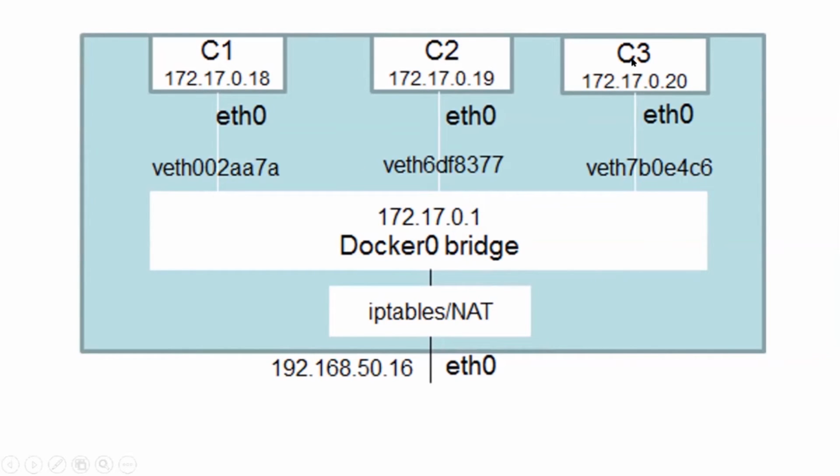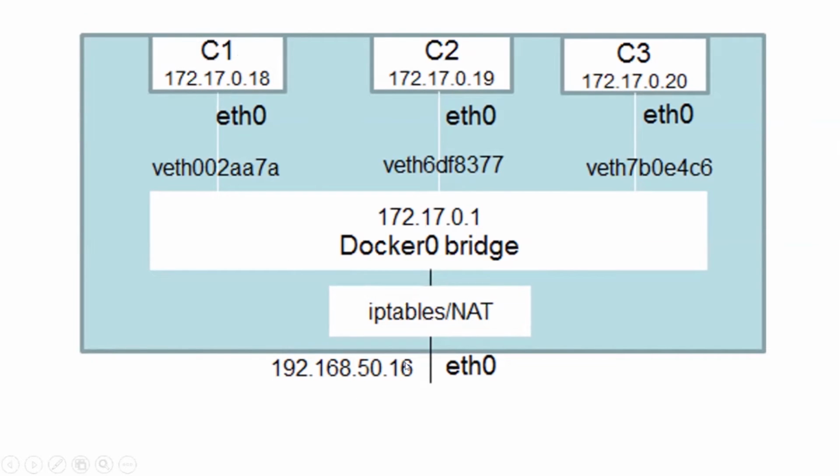So let's say I have three containers running. One will have an 18 IP, one will have a 19 IP, one will have a 20 IP. Okay. And when the containers want to communicate with each other, they will be able to communicate with this internal IP. So if container 1 wants to communicate with container 2, it can use 172.17.0.19. Okay, but when the container wants to communicate with the external world, that is where this NATing comes into the picture, where this address will be translated to this address.